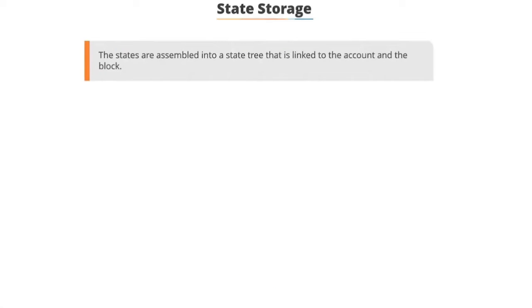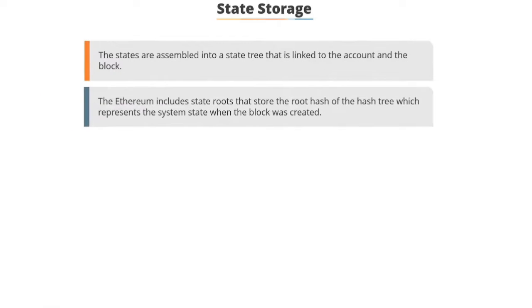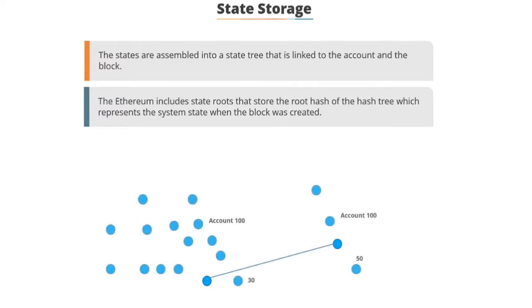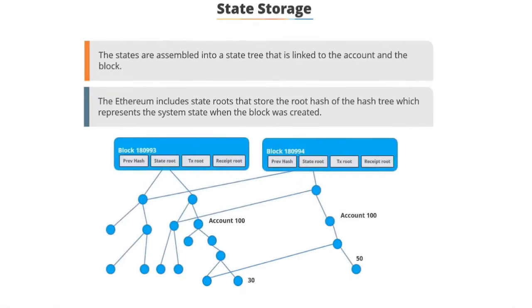State storage. The states are assembled into a state tree that is linked to the account and the block. The Ethereum block includes state roots that store the root hash of the hash tree, which represents the system state when the block was created. Now we will take a look at the step-by-step process to see how Ethereum stores transactions. First, a hash is generated for each transaction. Then pairs are selected and a hash is generated for each pair. This way, the last remaining hash becomes the root.